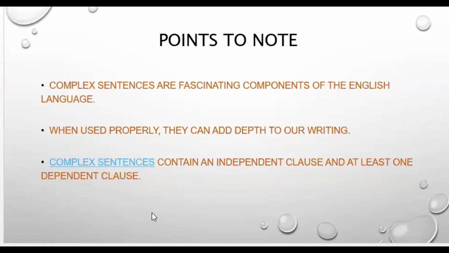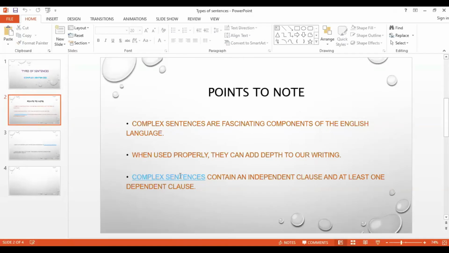Complex sentences contain an independent clause and at least one dependent clause. So let me explain this properly. A complex sentence contains an independent clause and at least one dependent clause. A complex sentence can have more than one dependent clause. So we'll go in order. We'll start with the complex sentences that contain an independent clause and one dependent clause.